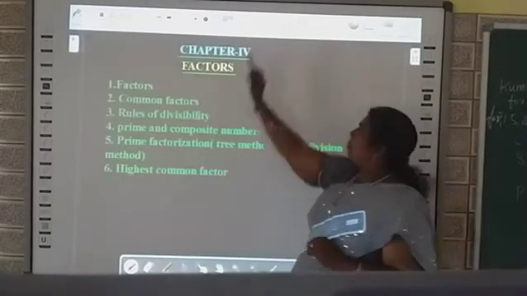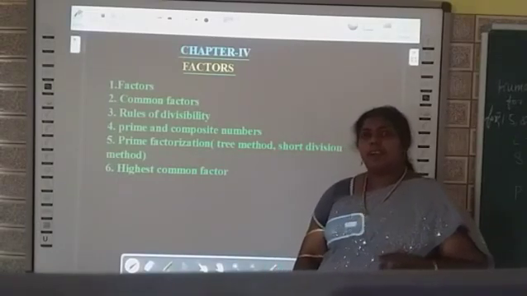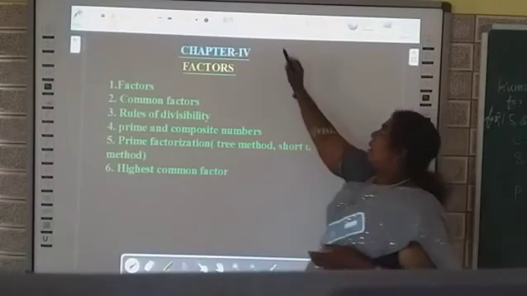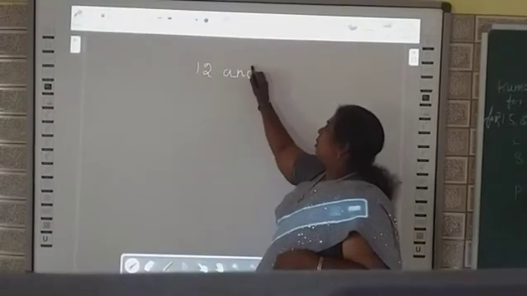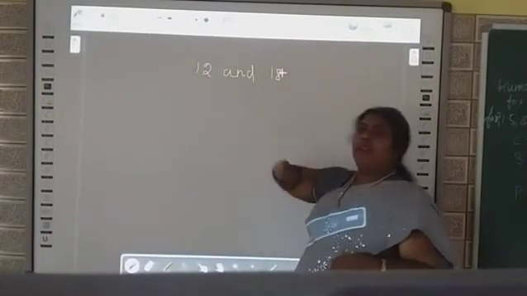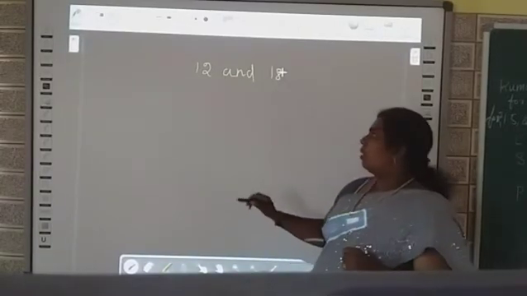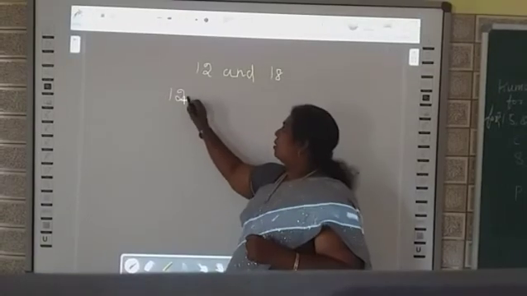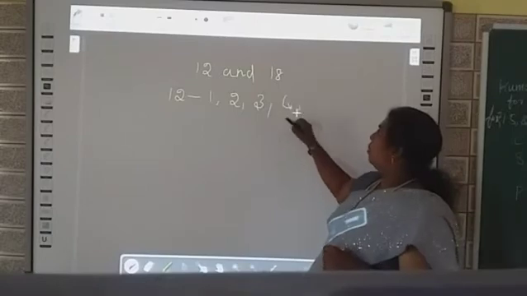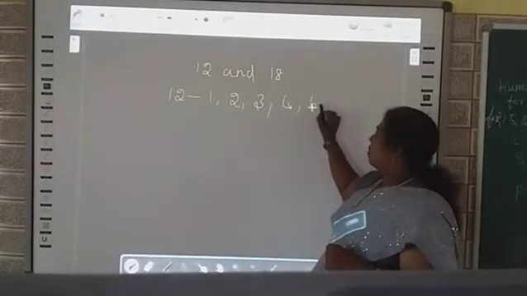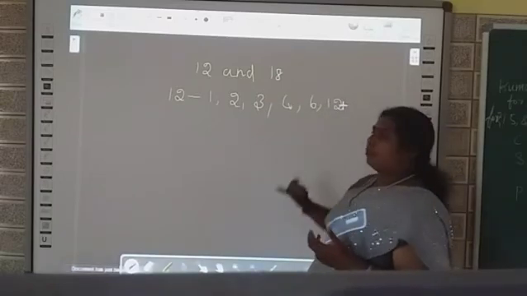Next, common factors. If there are two numbers, you can find the common factors. See the example, 12 and 18. How can we find the common factors? The factors of 12: 1, 2, then the third table, the fourth table, the fifth is not possible, 6 is possible, 6 times 2 is 12. Then 7 is not possible, then 12.